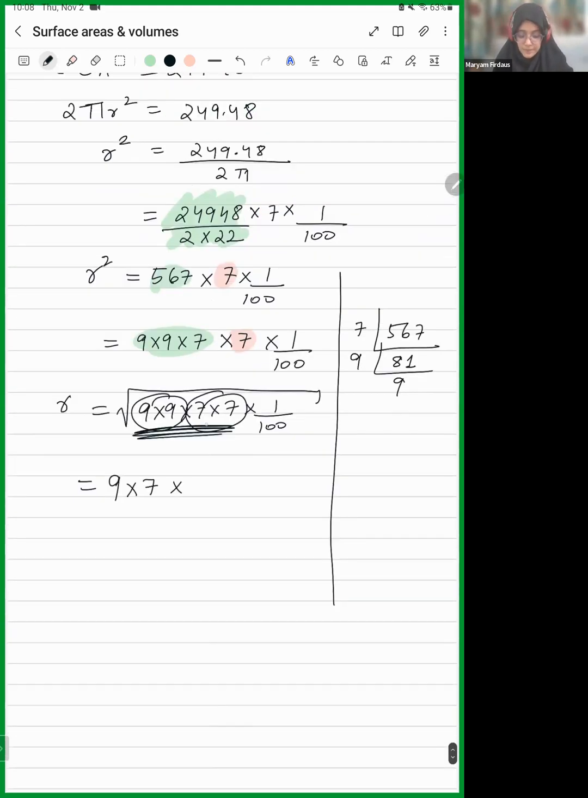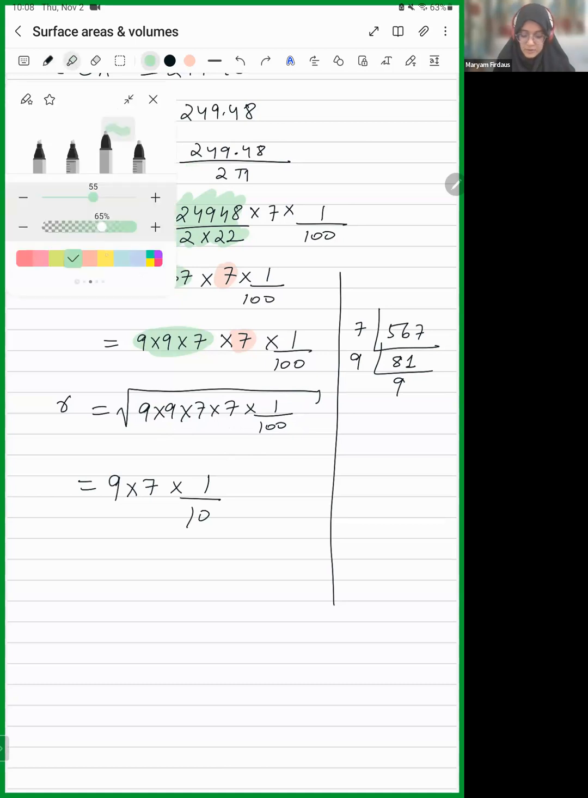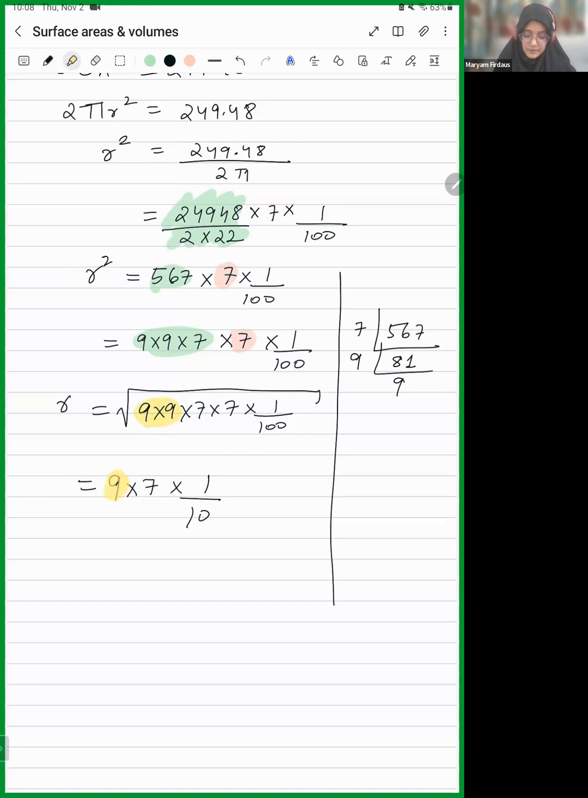So you don't have to multiply it at this stage. You can just make pairs, okay? So into 1 by 10. Why? Because 100 is the square of 10. I hope this is clear to everyone how we did these calculations. So this 9 into 9 becomes 9. Then this 7 into 7 becomes this 7. And then this 1 by 100 becomes 1 by 10. So this is how we get R is equal to 63 by 10, which is equal to 6.3.